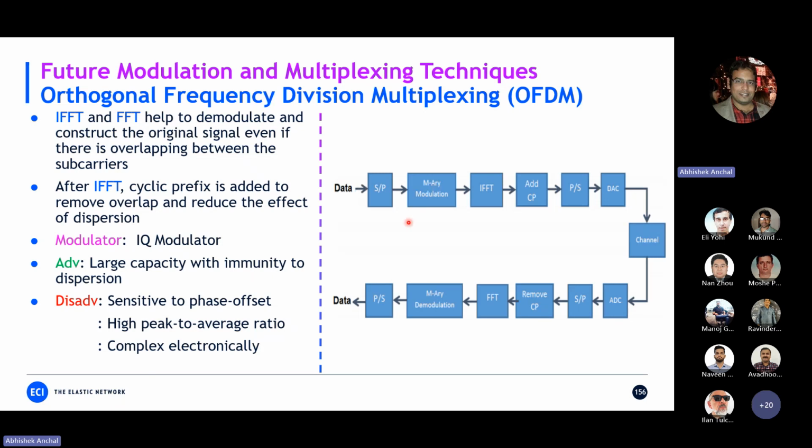But there are a lot of problems because it's very sensitive to phase offsets and so on, and it's very electronically complex. It requires very complex DSP, high DSP speed, as well as heat sink problems, etc. That's why, so far, it hasn't come in commercial vendor products.